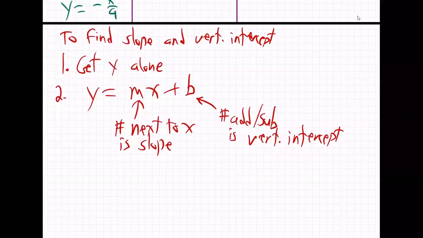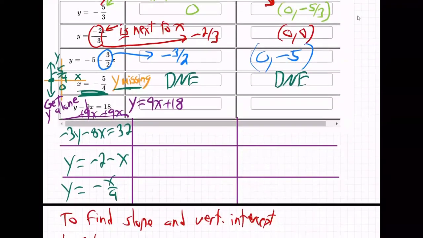Let me show you down here. Remember I said step number 1, get y alone. Usually it's already alone, so we can kind of get out of the habit, but you have to get y alone if it's not already alone. Then, and only then, is the number next to x the slope and the other number the vertical intercept. So if they give you one where y is not alone, you have to get y alone. So I did that.